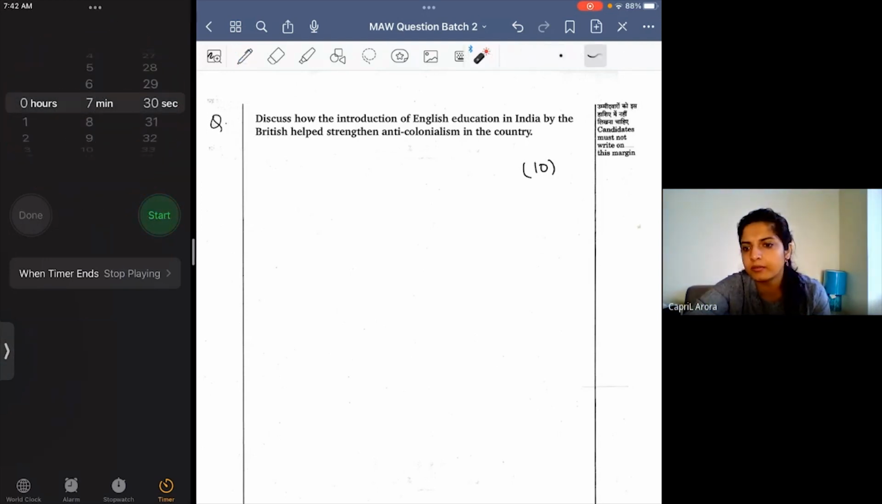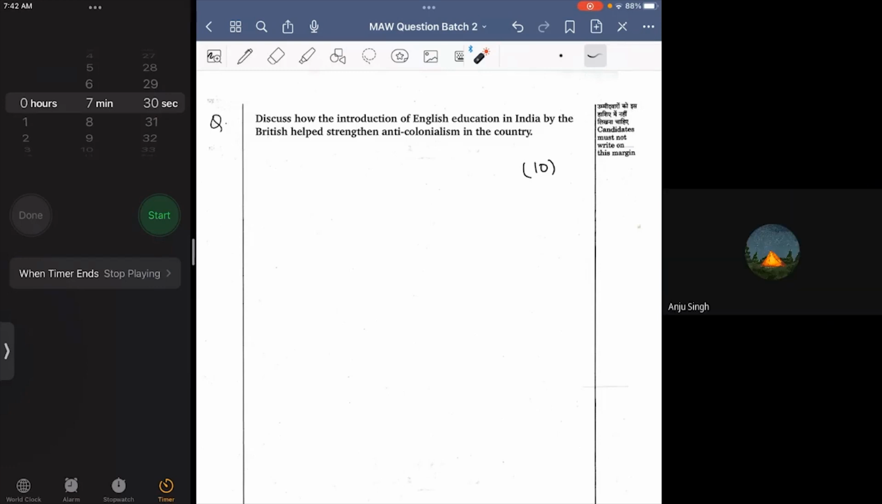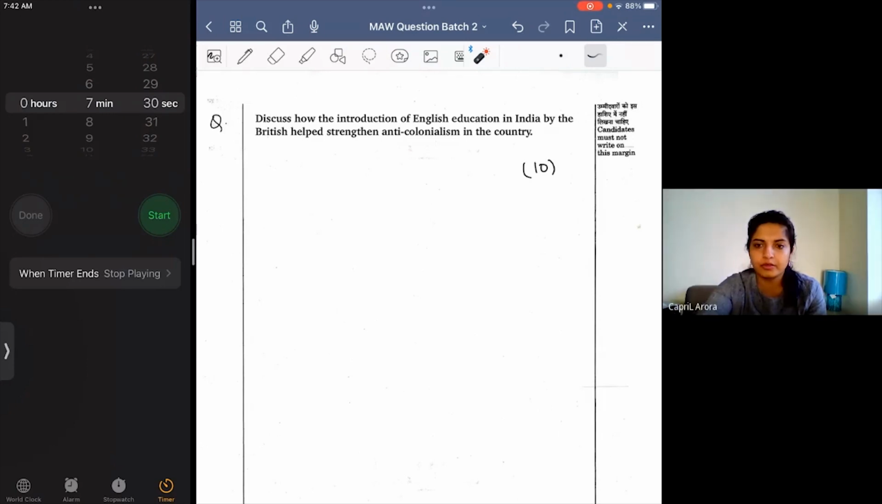What is the first thing that came to your mind after seeing the question that could have been put in the introduction? Discuss how the introduction of English education in India by the British strengthened anti-colonialism in the country. What is the first thing that came into the mind that could be written in the introduction? Ma'am, in my mind it came Macaulay's Minutes, that how it introduced the English education system in India. Okay. Anju, tell me in the chat box.